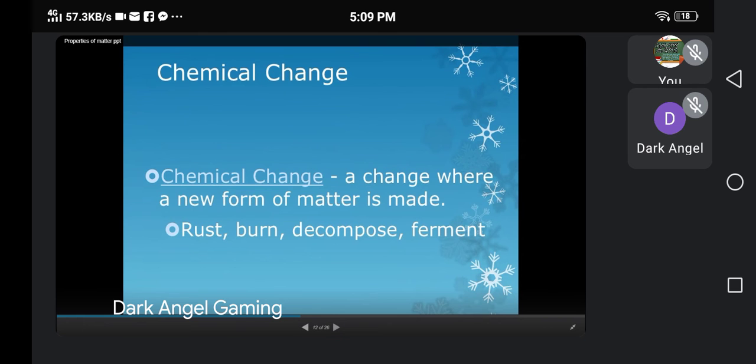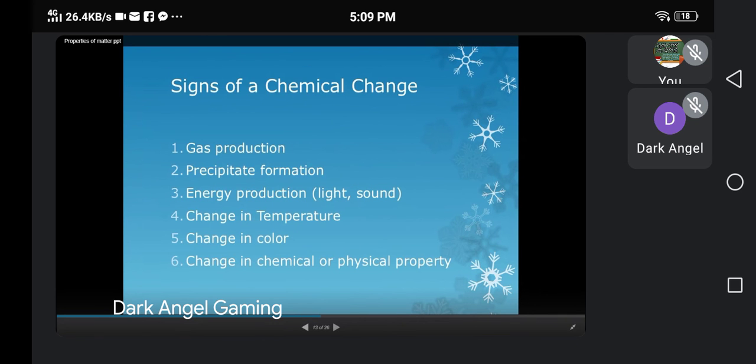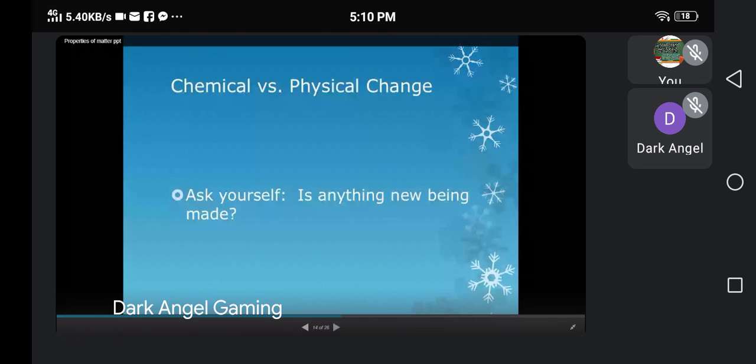Chemical change, a change where a new form of matter is made. Rust, burn, decompose, and ferment. These are signs of a chemical change. 1 is gas production. 2, precipitate formation. Energy production with light or sound. Change in temperature, change in color, and change in chemical or physical property. Chemical versus physical change. Ask yourself, is anything new being made?